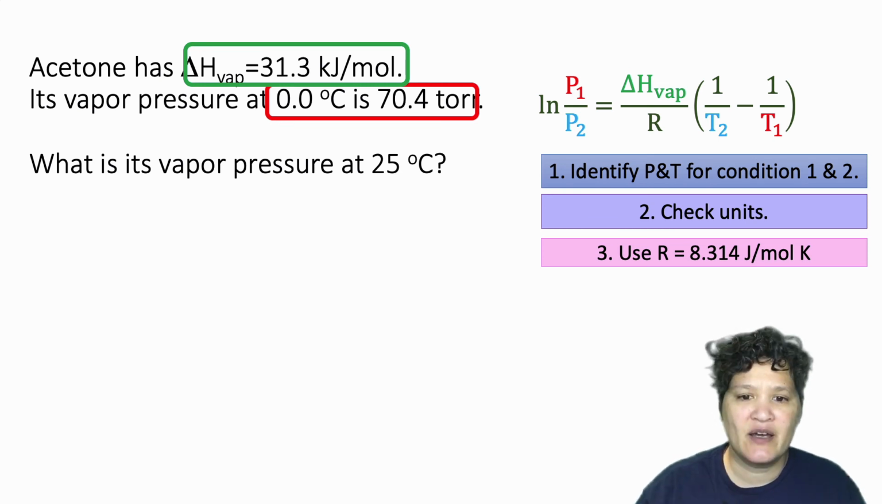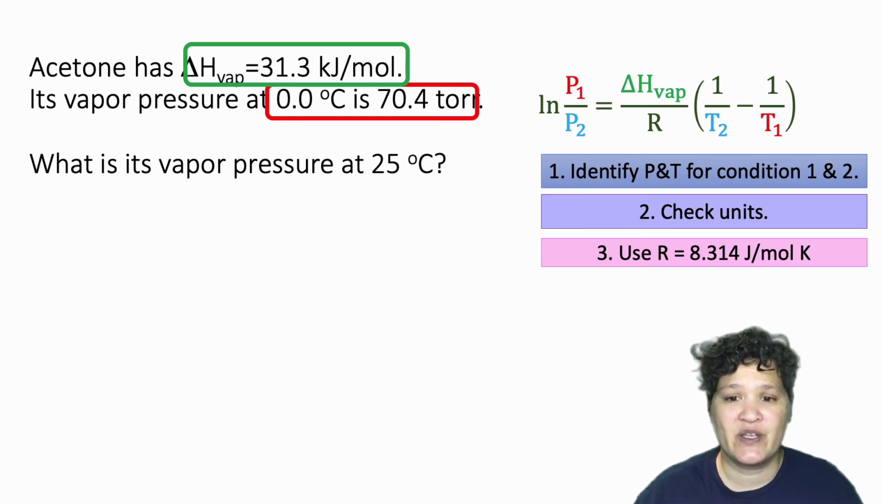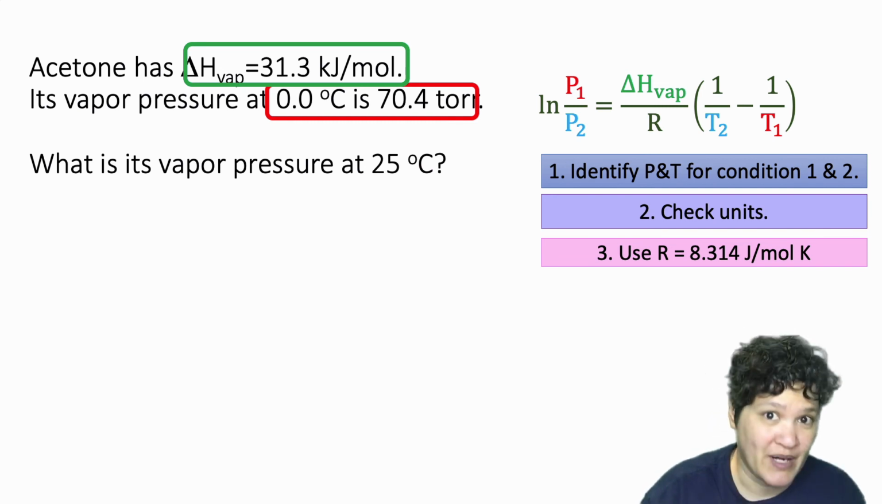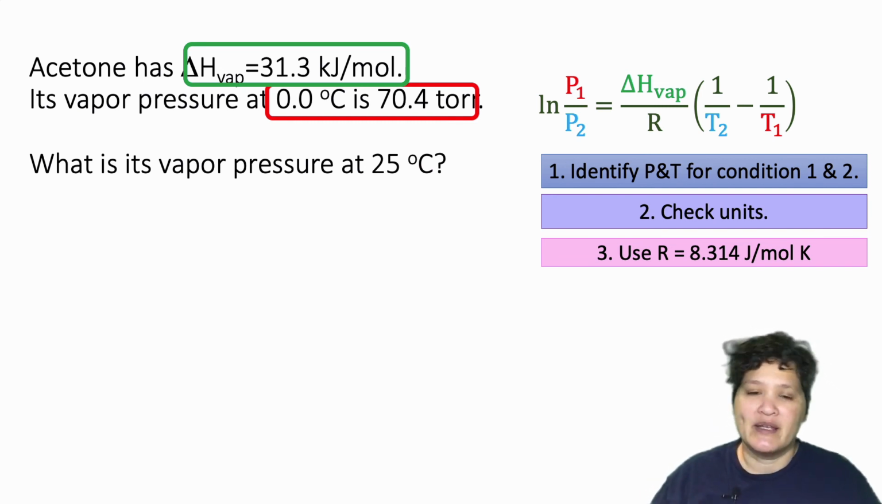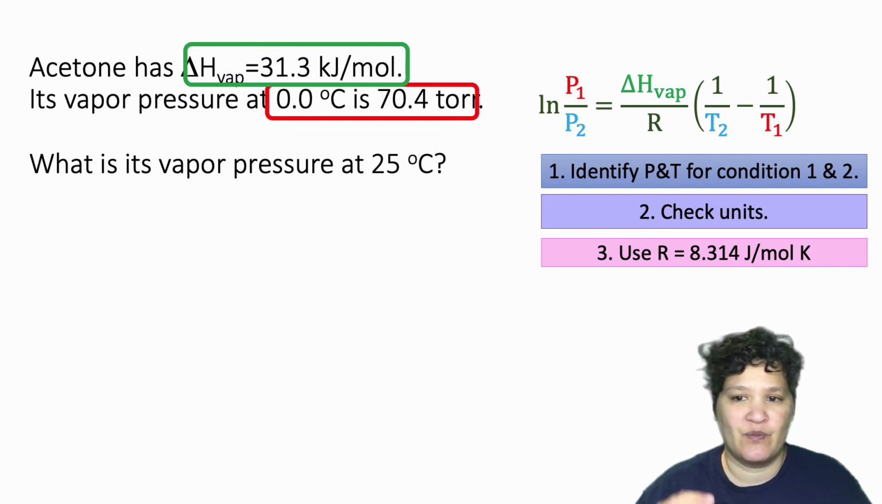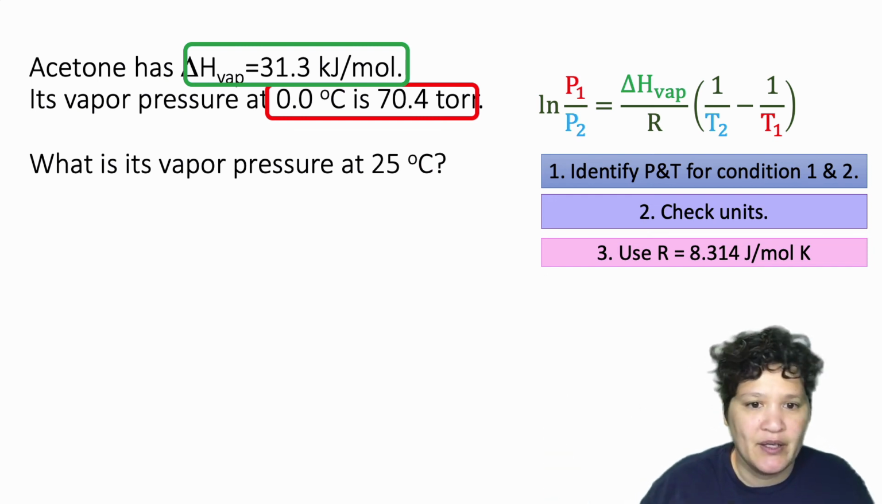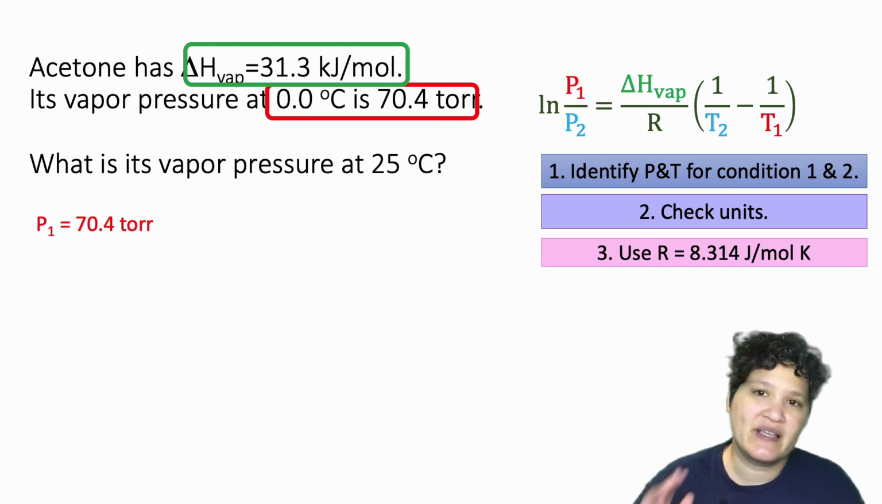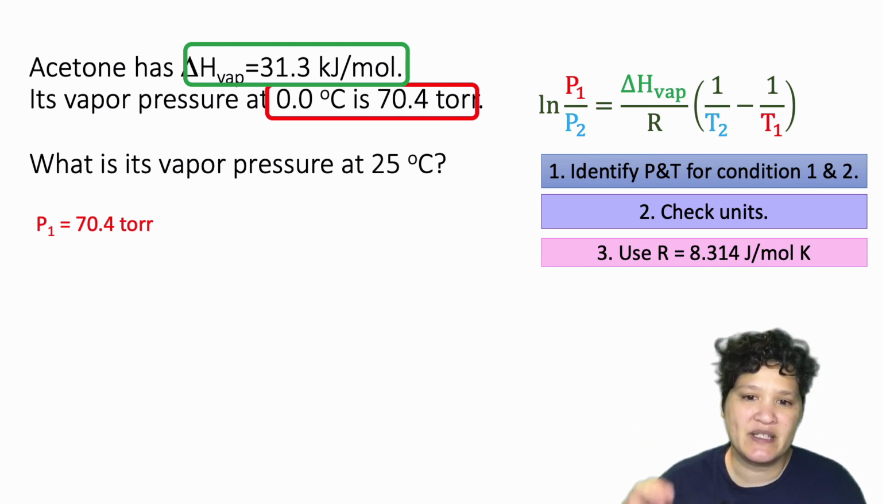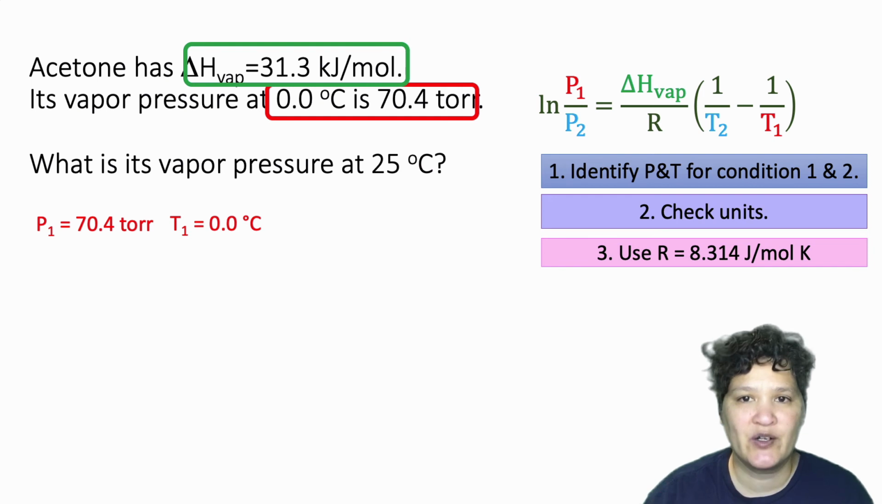Again, it does not really matter which is which. You get the same answer either way. If you don't believe me, try it both ways. Now my default is to label the first one I meet in the problem as number 1, but you could do the opposite, it doesn't matter. Anyway, P1 is 70.4 torr, T1 is 0 Celsius, which of course is 273.15 Kelvin.